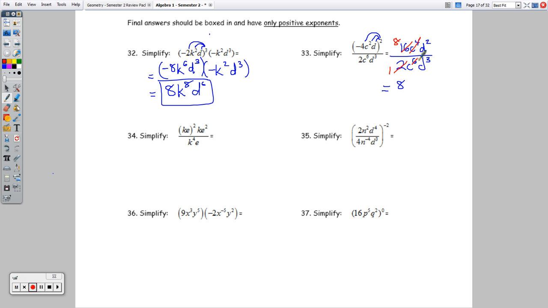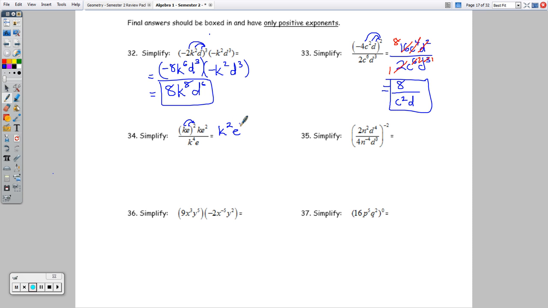And then this one would go away completely. I'd have 2 left for the power there. This one would go away completely. I'd have 1 left for the power there. So my answer would be 8 on the top, and then c squared d to the first, or just d on the bottom. For this one, you're going to really think of distributing that power.